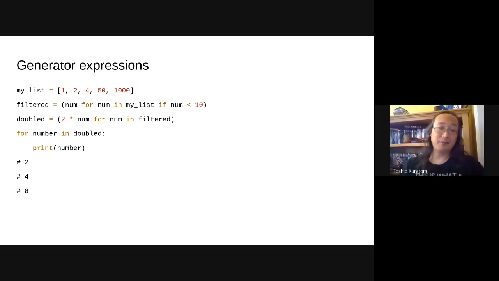Oh, I'm done. Filtered tells doubled, I'm done. Doubled says, oh, well, then I'm done too. It tells the for loop, I'm done. For loop says it's done, and it drops off the end.